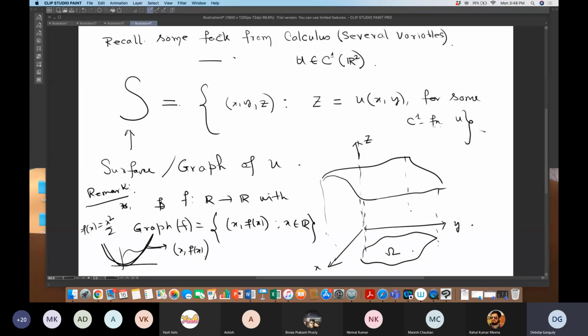But here we cannot draw on paper, why? Paper is two-dimensional. Exactly. That's why we can draw the graph (x, f(x)). But here we can just visualize it. Here u is a function of (x, y), so when z equals u(x, y), the set of (x, y, z) such that z equals u(x, y) is a graph in three-dimensional space. Okay, very good.